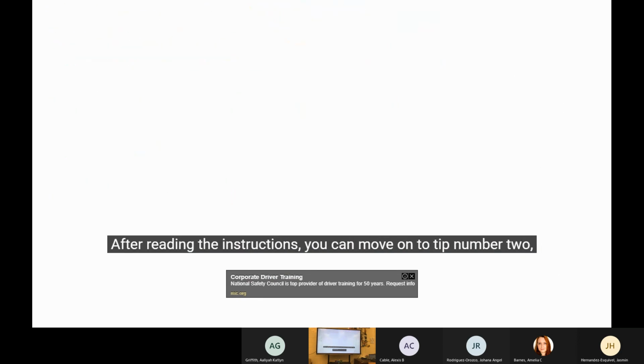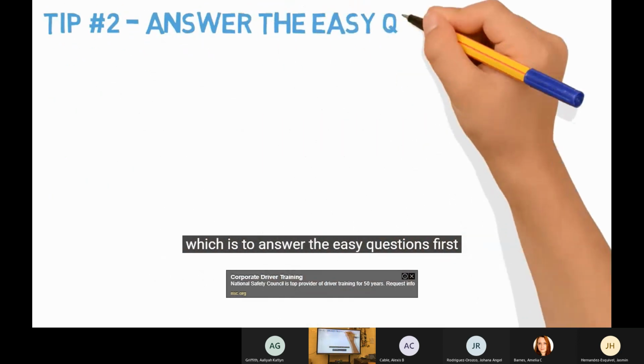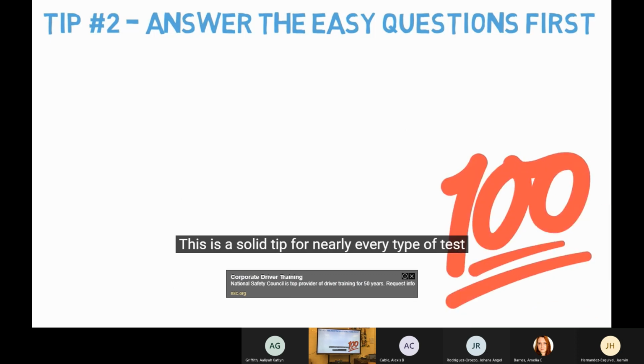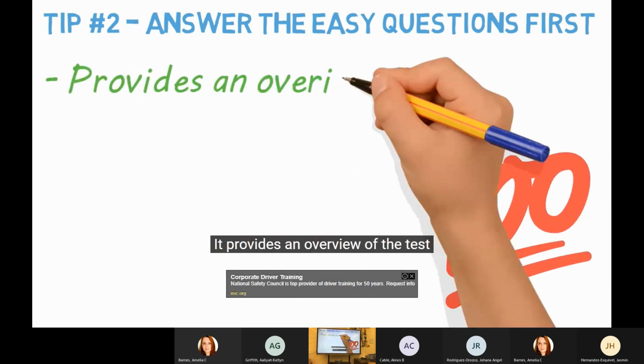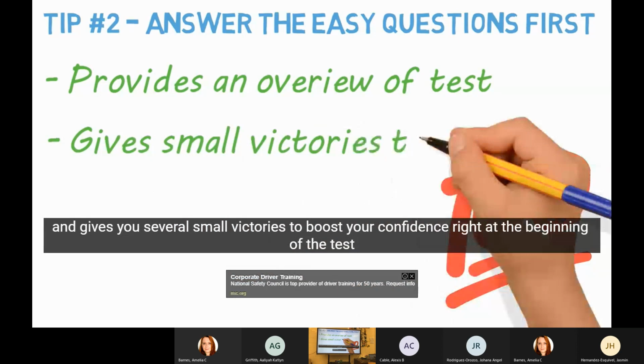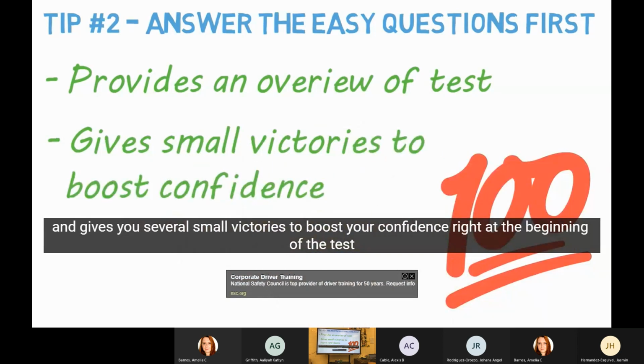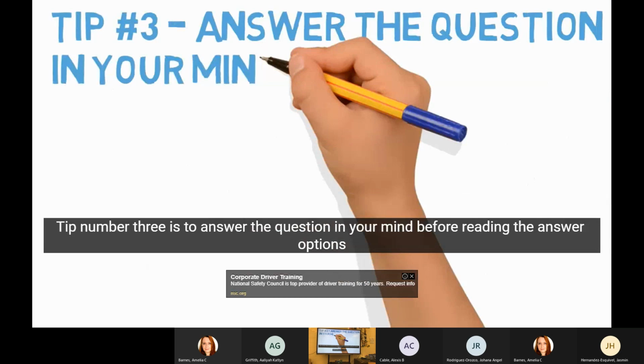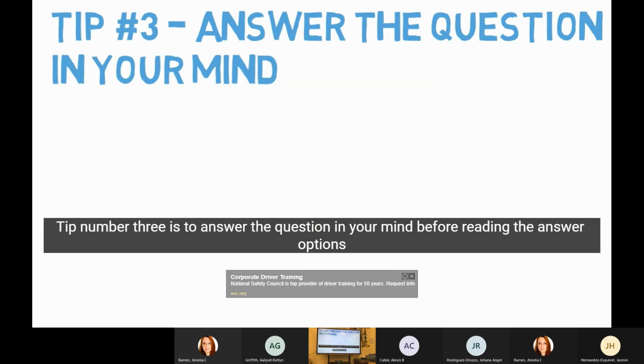After reading the instructions, you can move on to tip number 2, which is to answer the easy questions first. This is a solid tip for nearly every type of test. It provides an overview of the test and gives you several small victories to boost your confidence right at the beginning of the test. Tip number 3 is to answer the question in your mind before reading the answer options.